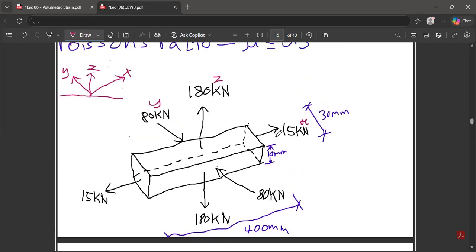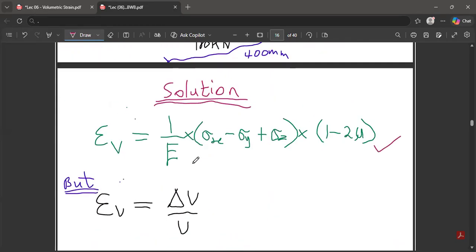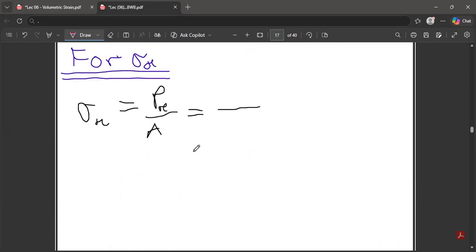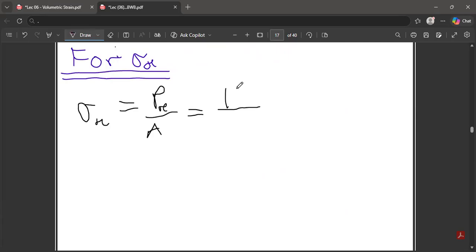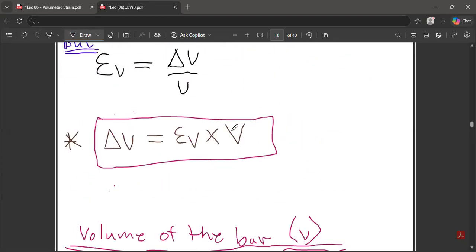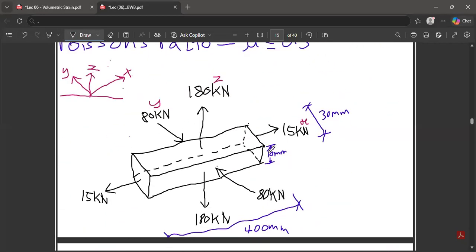And so the load at X is 15 kilonewton. So let's quickly put that down: 15 times 10 exponent 3, all over the area. So the area at X, what do you think it is going to be? The area at X is just 10 times 30. Can you see? Length times breadth.